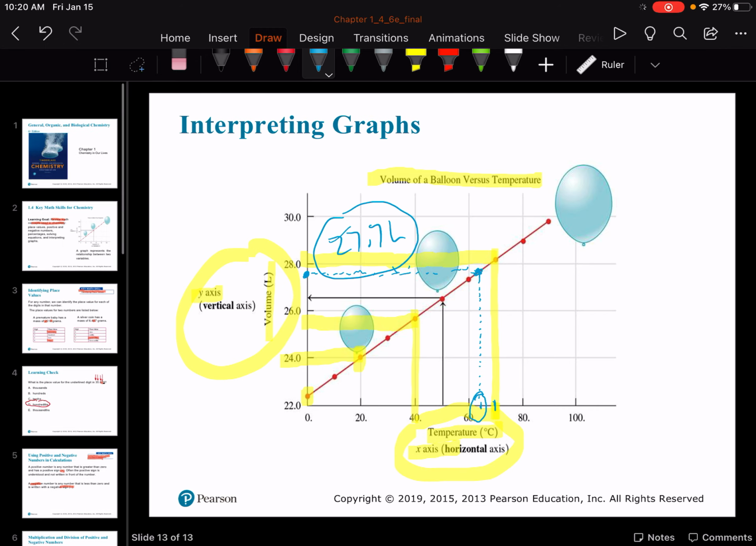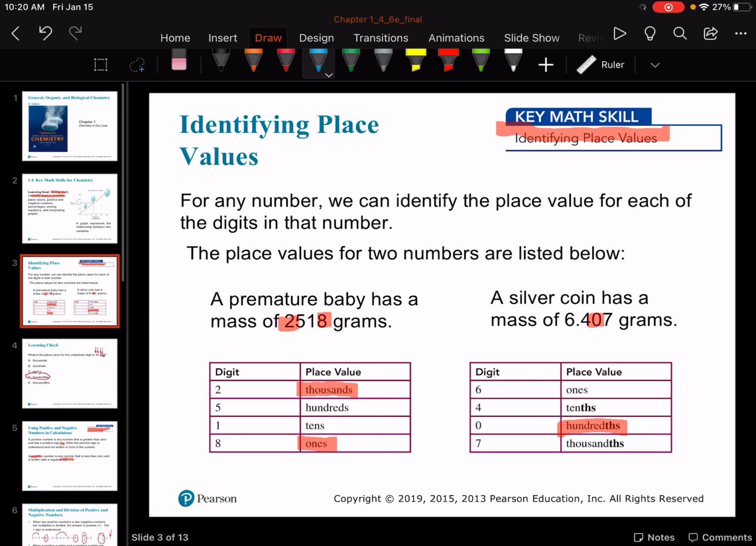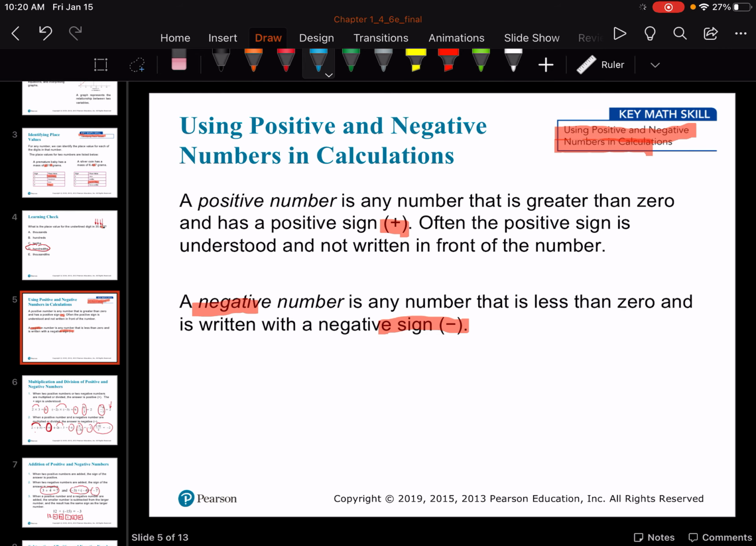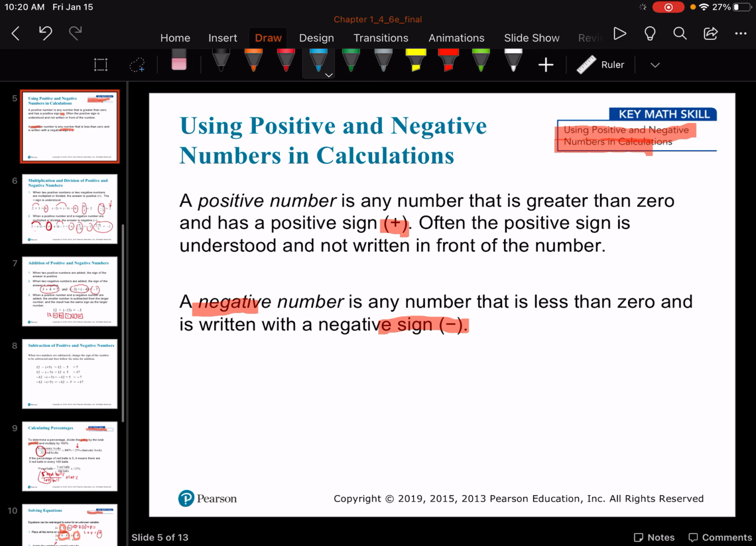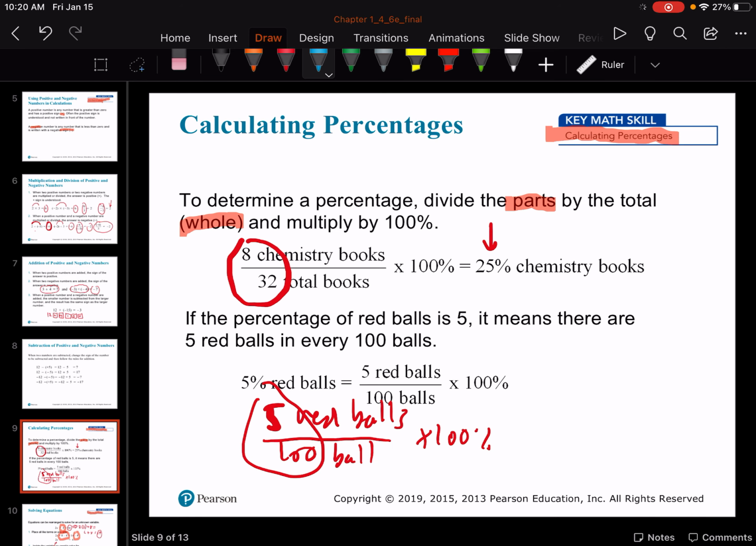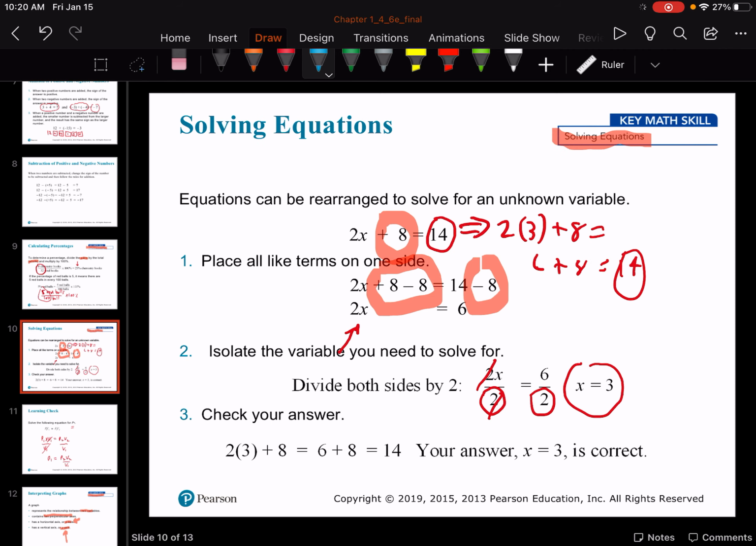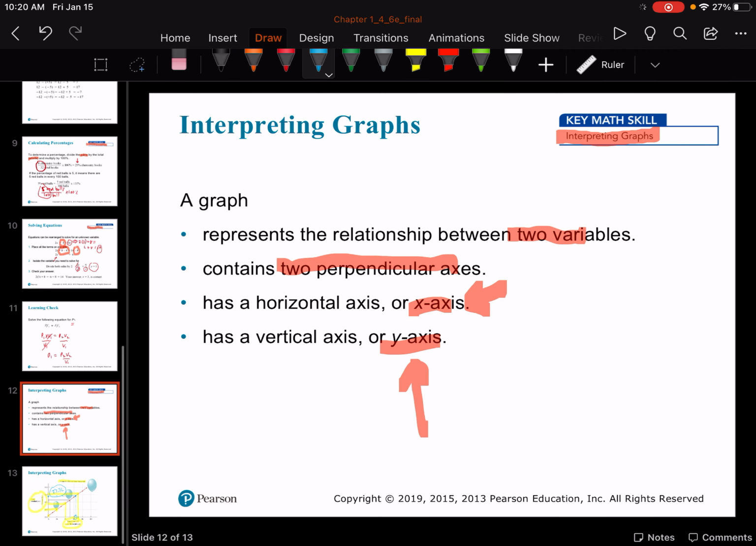So again, the key math skills are, number 1, identifying place values. Number 2, using positive and negatives in calculations. Number 3, calculating percents. Number 4, solving equations. And number 5, interpreting graphs. All right, we'll get lots of practice with these this semester.